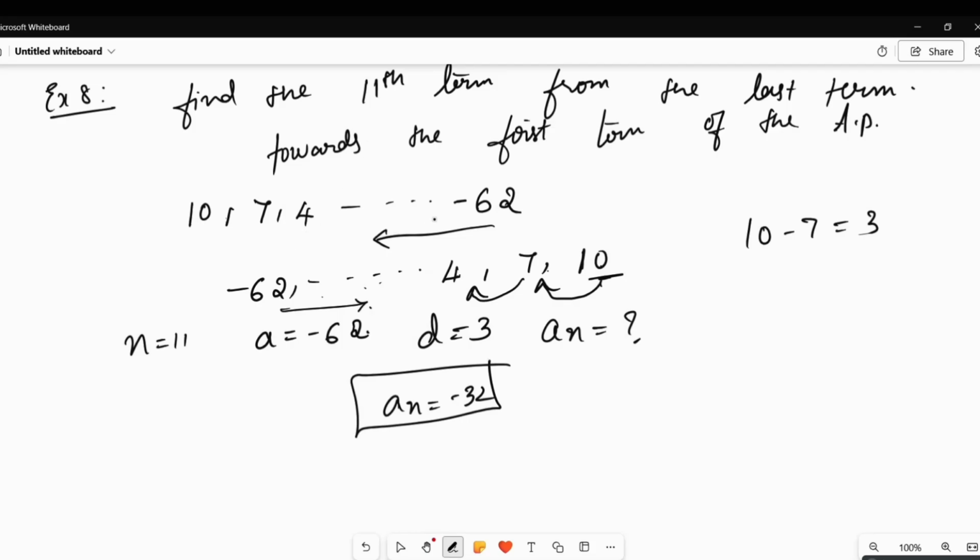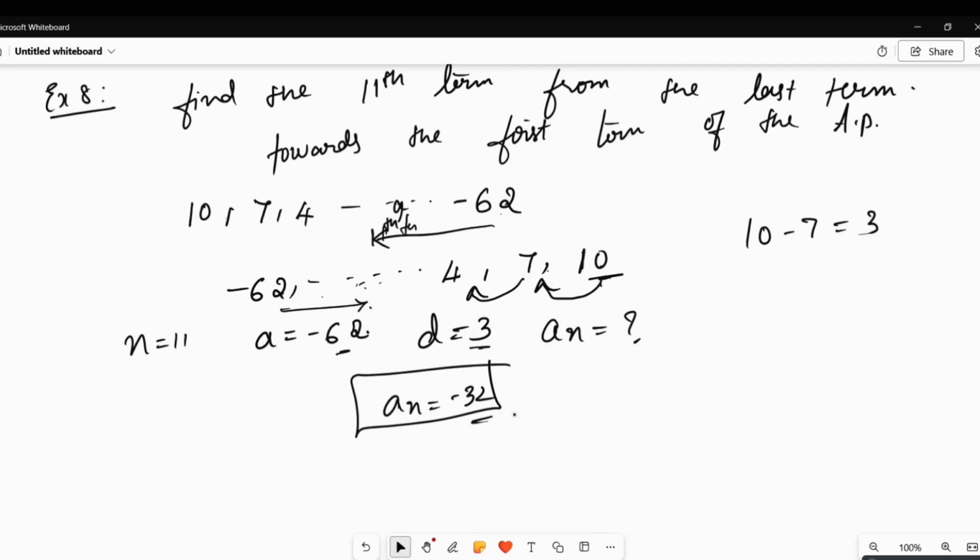This AP is like this. From the last, you should get the 11th term. So what we will do, we will shift the AP like this. So it was minus 62. Then what we got: 4, 7, 10. So A now is minus 62. Now 11th term is the one what we want. So N is 11. And what is D here? D is the common difference, the successive one minus the earlier one, right? So 7 minus 4, 3. It is not minus, it is plus. So you calculate AN is equal to minus 30.